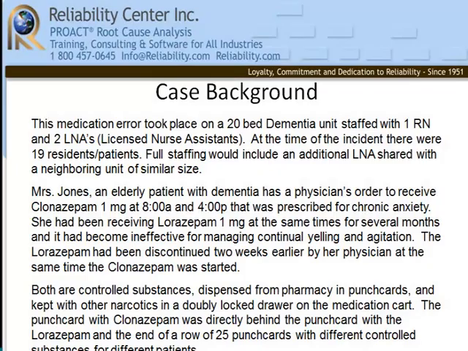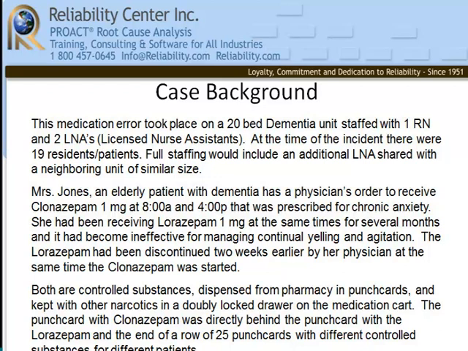Okay, let's move forward. I'm going to turn it over now to Beth, who's going to give us the case background. Beth? Thanks, Bob. This medication error took place on a 20-bed dementia unit staffed with 1 registered nurse, an RN, and 2 licensed nurse assistants, LNAs. At the time of the incident, there were 19 residents or patients. Full staffing would have included an additional LNA shared with a neighboring unit of similar size.